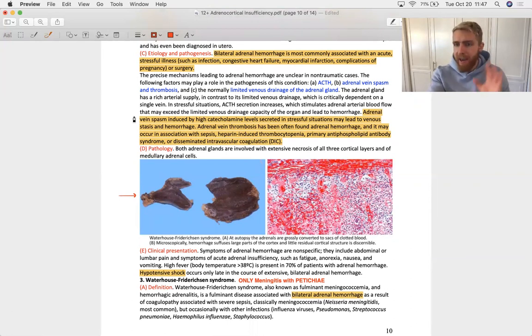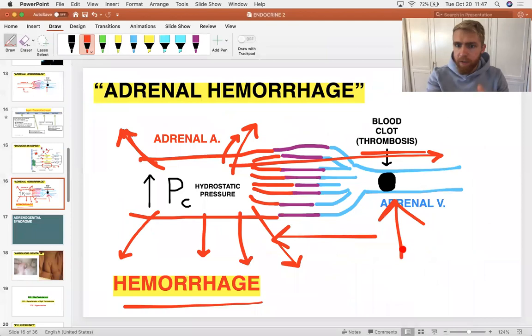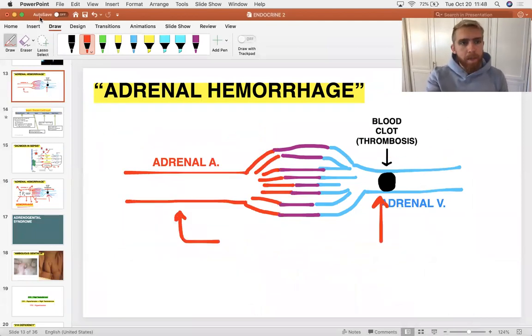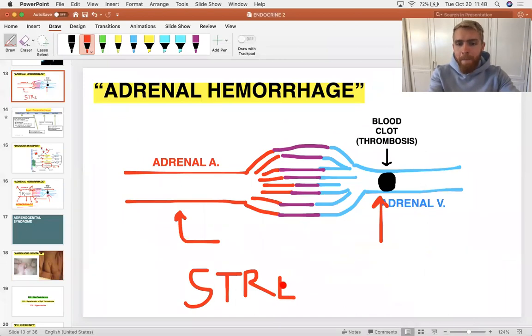So even without an infection, so we said stress is a big risk factor for adrenal shock. Even without an infection, you can still clamp down on your adrenal veins and then cause a hemorrhage upstream of the vein, just like you would with a blood clot. And so let's go back to the visual so you can picture this, right? Except in the setting of stress, we are not talking about a blood clot. No, no, no, no, no. We're talking about a massive influx of catecholamines into circulation.